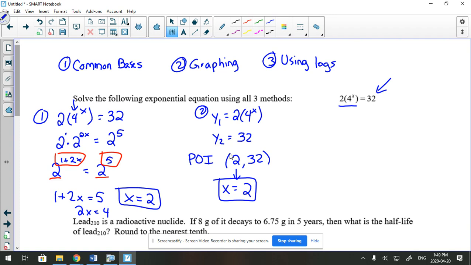Next, we can take the log of both sides. Okay, so this is method 3. What I'm going to do first is divide both sides by 2 just to make it a little bit simpler right off the bat. So I divided both sides by 2. Now I'm going to take the log of both sides.